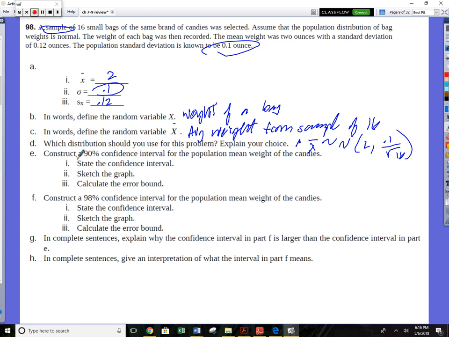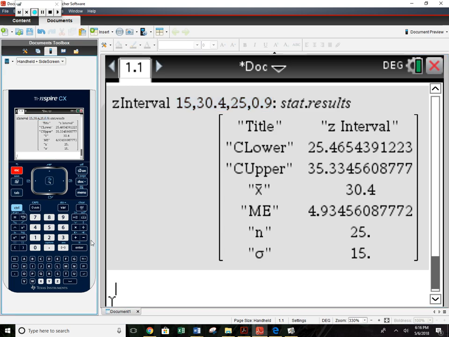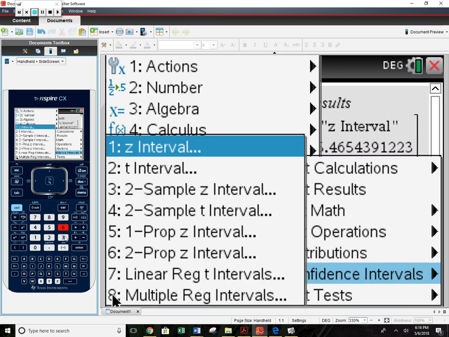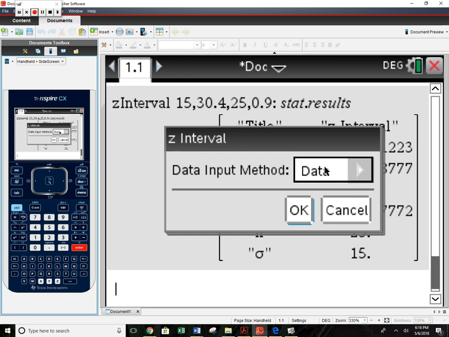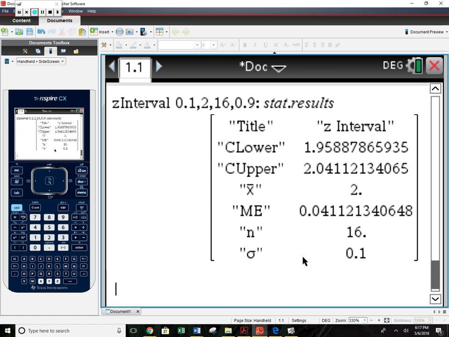So now E, construct a 90% confidence interval for the population mean weight of the candies. That's all calculator. So we are going to go menu 6, 6. And we're going to do a z-test with stats. Okay, sigma is 1/10, x bar is 2, 16 was our sample. Confidence level: this time they want 90%, so we're going to go 0.9. Hit OK. And there we go.